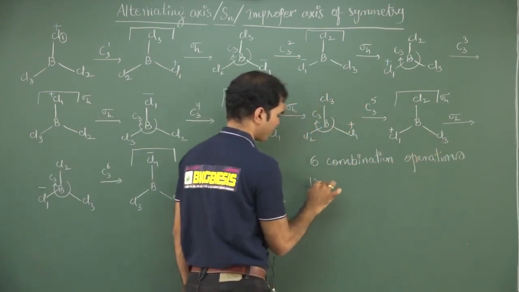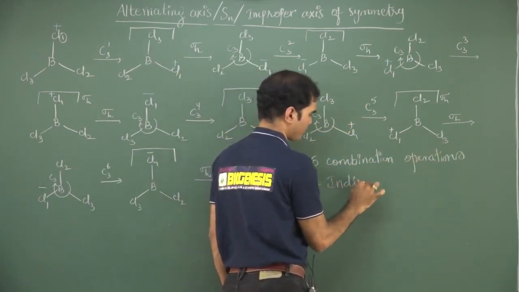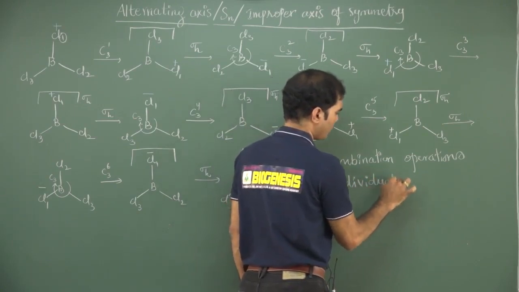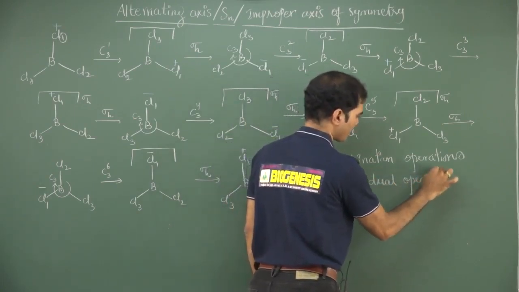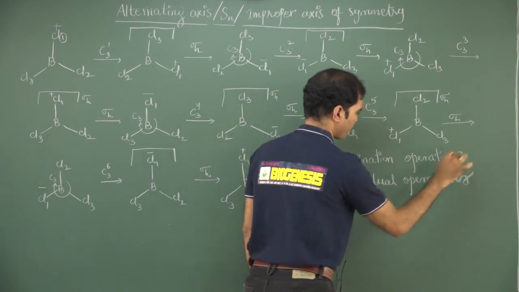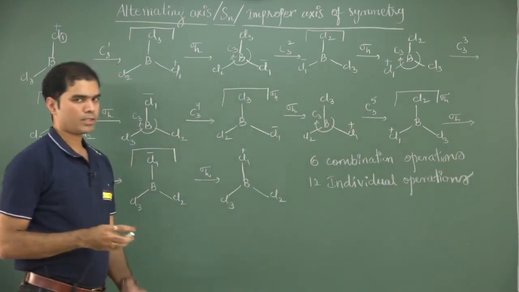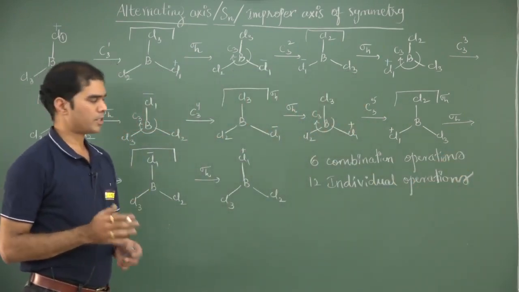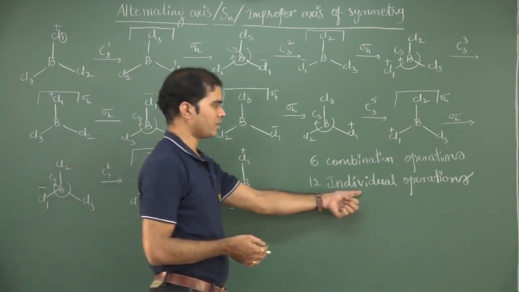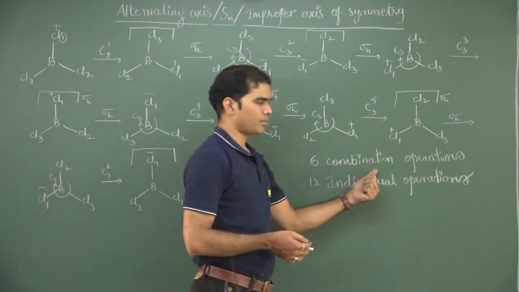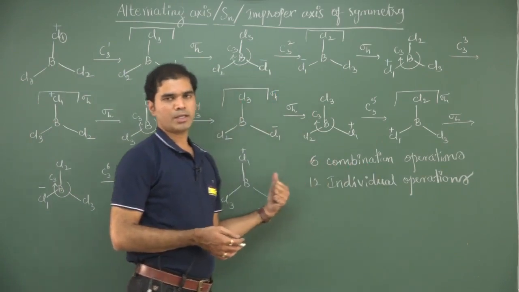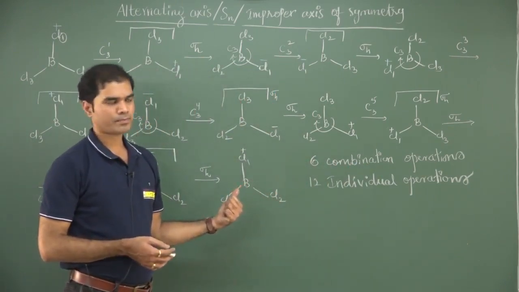Or 12 individual operations. 12 individual, it means 6 rotations and 6 reflections. Altogether I am doing 12 individual operations or 6 combination operations, and I am getting an identical structure.